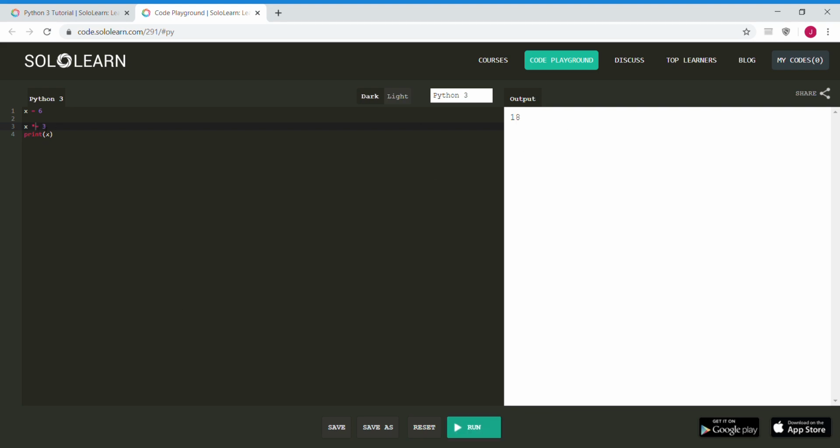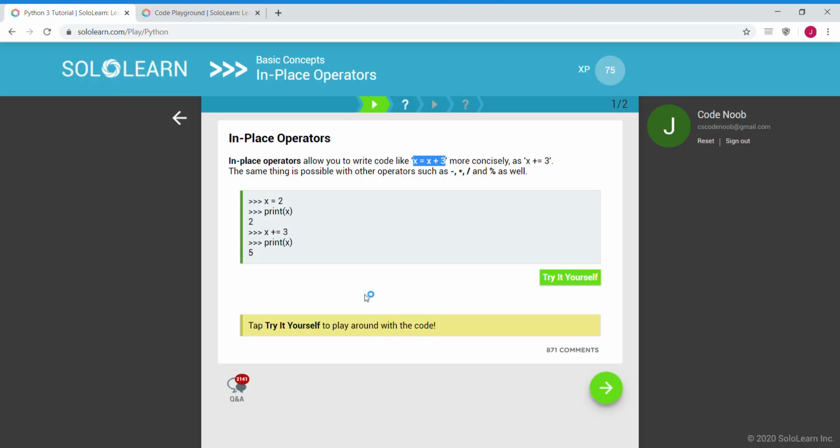Okay, so that's really easy, pretty simple. Just a way to shorten out longer operations. So this right here is the same thing as writing that. So we're just basically shortening it down a bit. So that's helpful. That's probably really useful when you're writing a bunch of operations in a program.